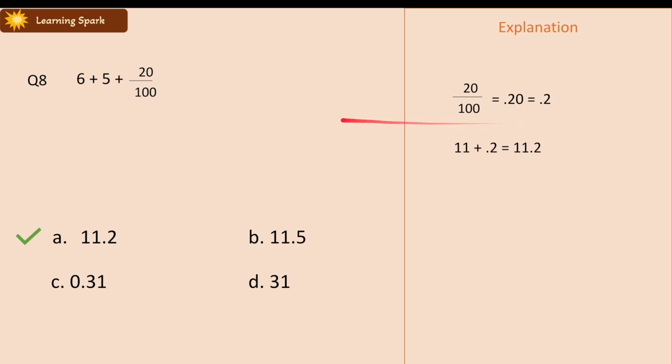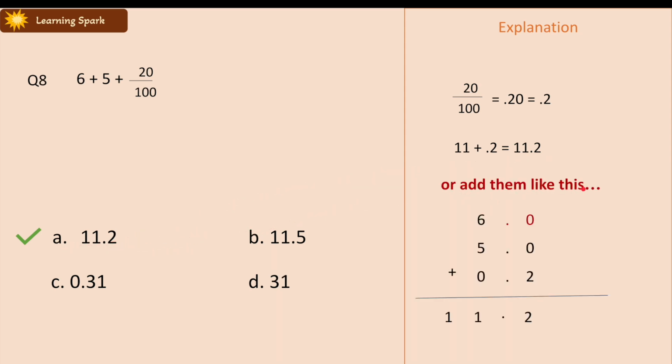So then it becomes simple. 6 plus 5 equal to 11, and 11 plus 0.2 becomes 11.2, and that's your answer. You can alternatively apply the rules of decimal addition as well. In that case you will write 6.0, and you will write 5 as 5.0, and you will write this number as 0.2, and then you can add, and you will get the same answer in this case also.